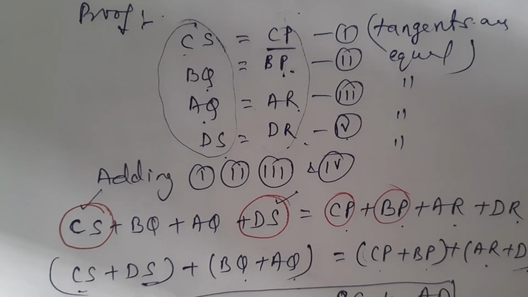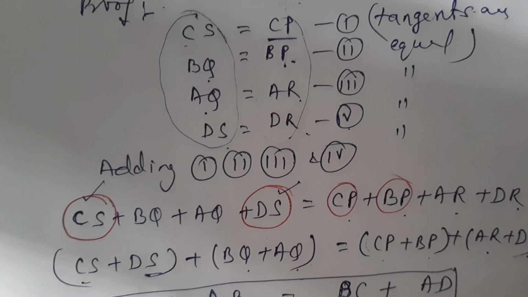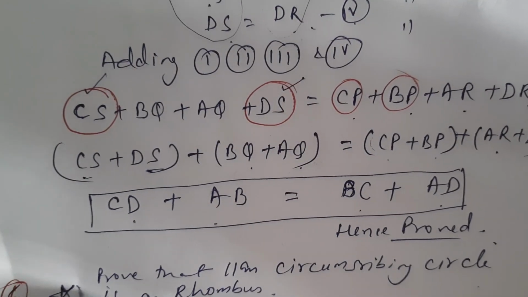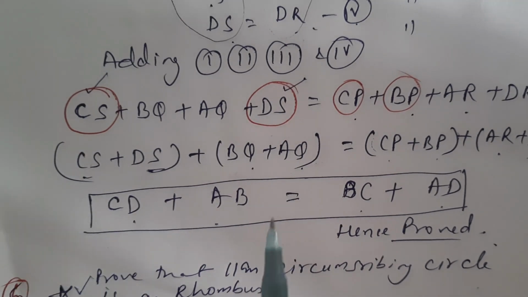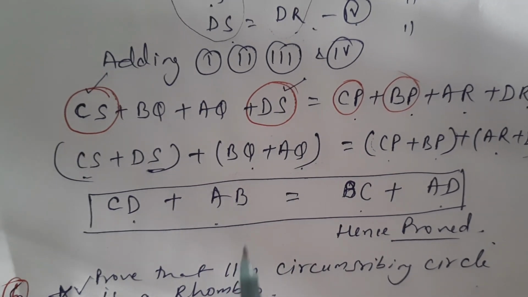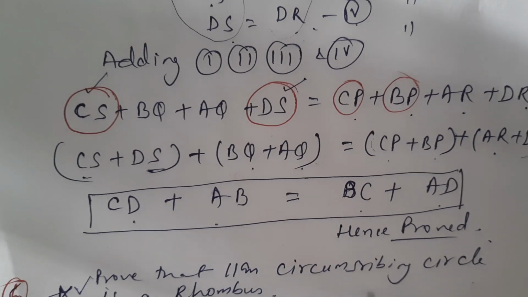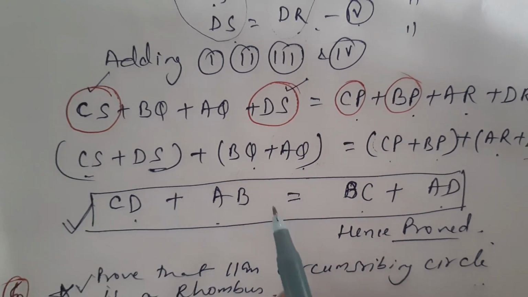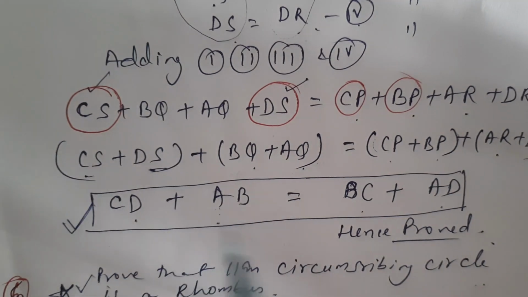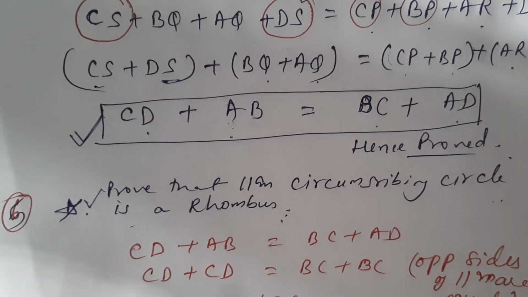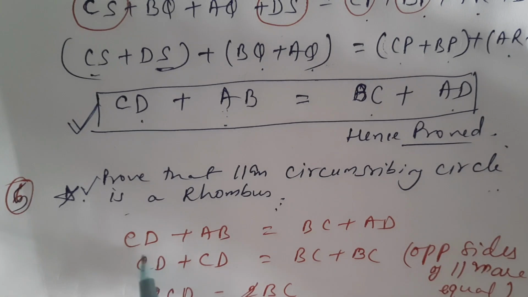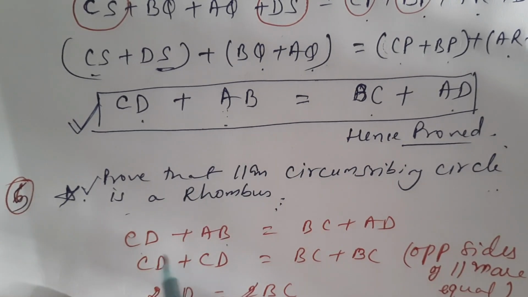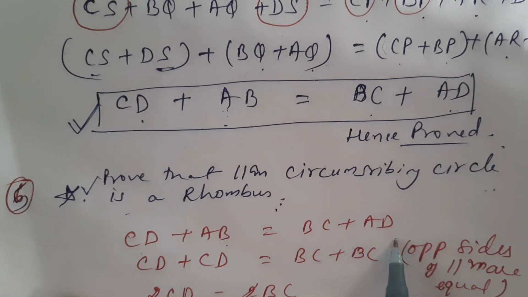Now the same question they can ask in another way: prove that the parallelogram circumscribing a circle is a rhombus. This is a simple way to remember the question. The same continuation, we need to repeat the whole proof, and we start with the repeated part, that is CD plus AB, where we ended our previous question.